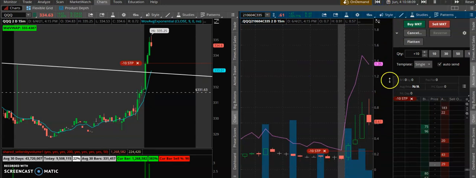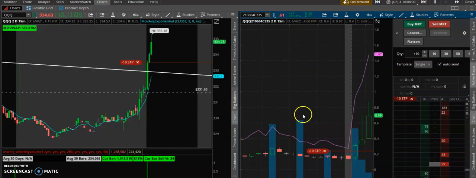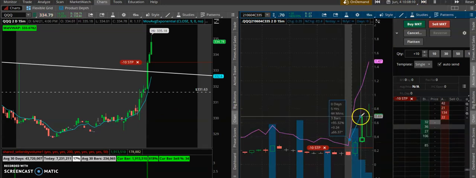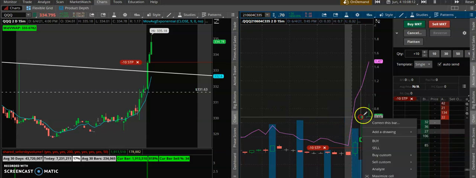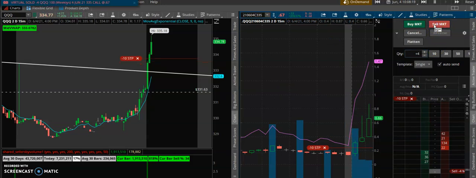So, let's wait a couple more seconds. All right, so right now you can see that we're up. If we got in at 0.35, we're up here at plus 90%. So I would definitely be out with probably 4 shares here. So let's do sell market, and I got out with 4 shares.